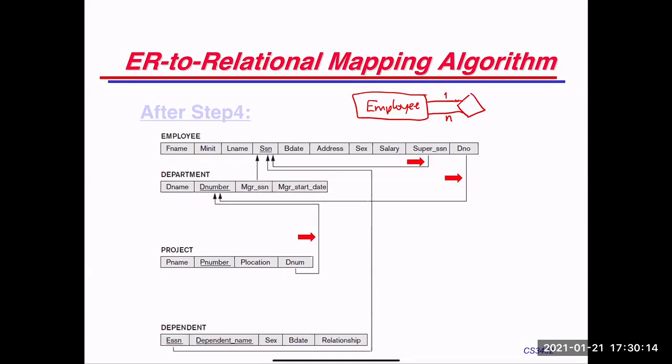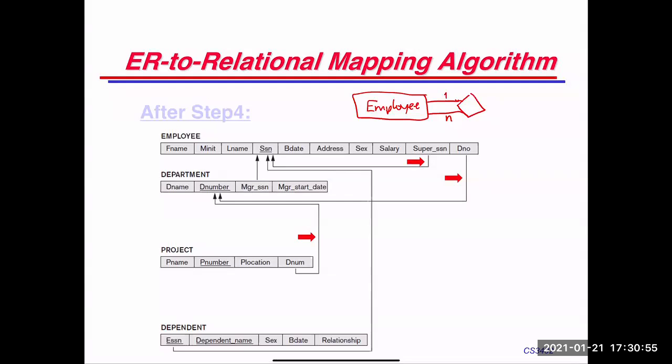So it doesn't matter if it's a recursive relationship, we do exactly the same thing. Employee is the same entity that we're looking at on both sides of the relationship. So we take our relation that we got for employee, and now we add this foreign key, which will be the primary key of employee. So we will just add a super SSN attribute, which refers to the supervisor social security number. And again, to emphasize that this is a foreign key, we add this arrow to the actual primary key which we're referring to.